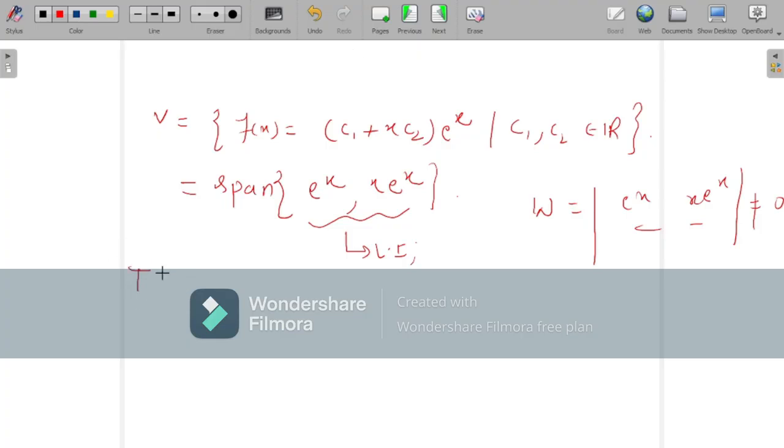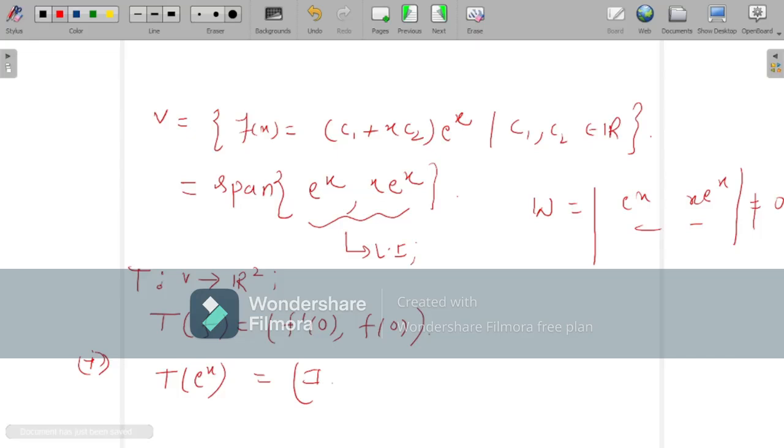Now we are given a linear transformation from vector space B to R2 defined as T of f equal to (f dash 0, comma f of 0). Alright. So find the image of the basis vectors under the transformation T. So the image of e to the power x under T is: differentiation of e to the power x is e to the power x, so at 0 it is 1. This is also 1.